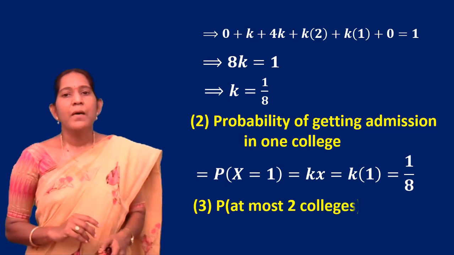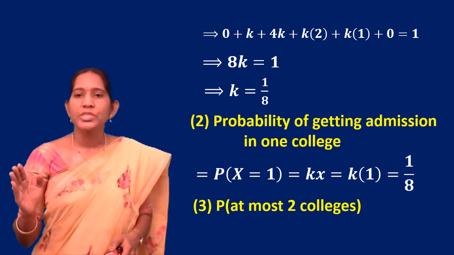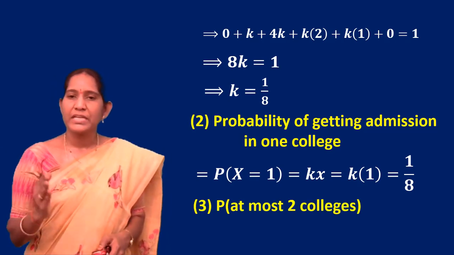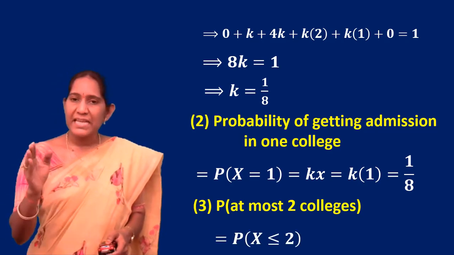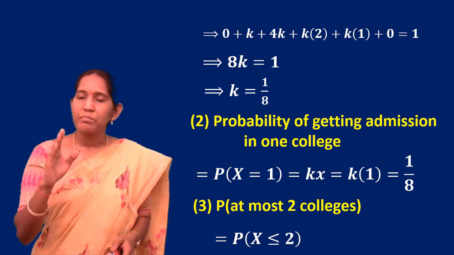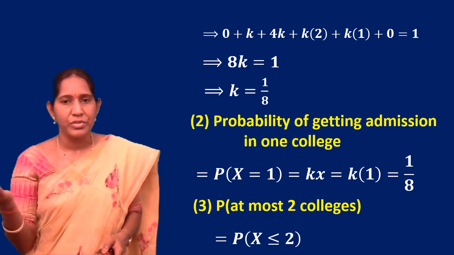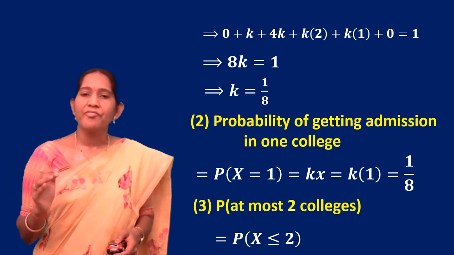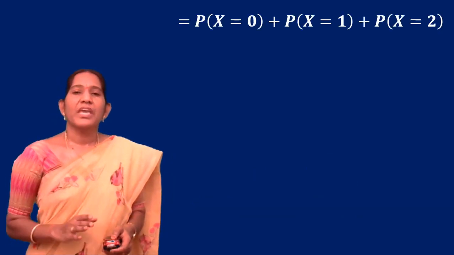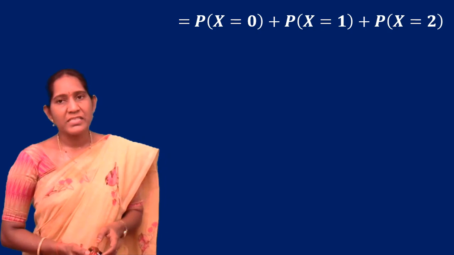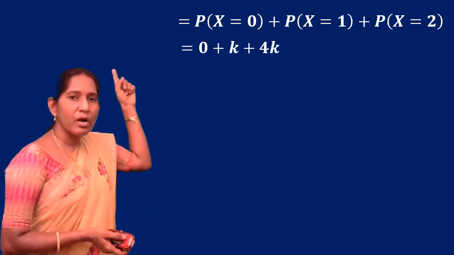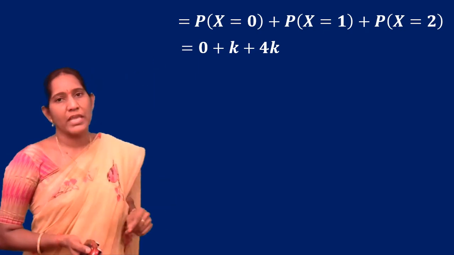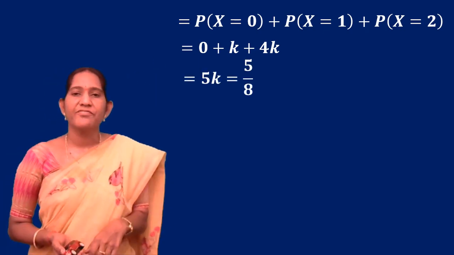And the next one is the probability of getting admission in at most 2 colleges, denoted by P of x less than or equal to 2. At most 2 means the maximum value is 2. So it is P of x less than or equal to 2. That is P of x equal to 0 plus P of x equal to 1 plus P of x equal to 2. So that is 0 plus k plus 2k, that is 3k, that is 3 by 8.